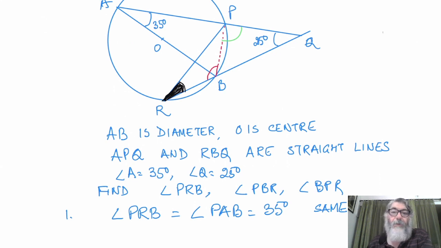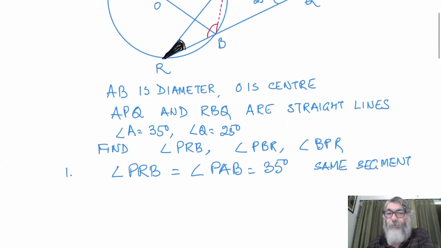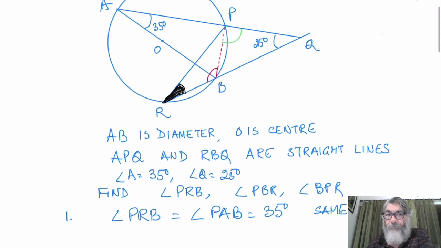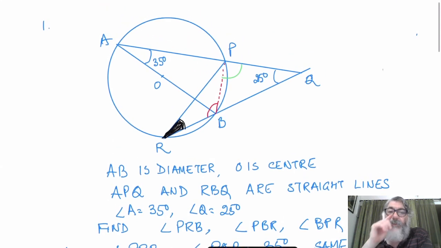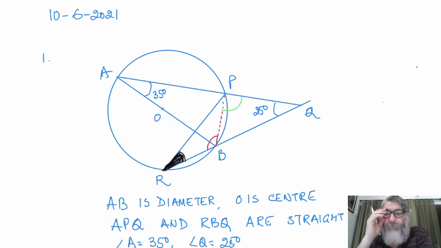If you notice this figure again, just notice the chord PB. PB is very small, so the major segment is very big in area, and the smaller segment is very small in area. The large segment, or the major segment, is PARBP.